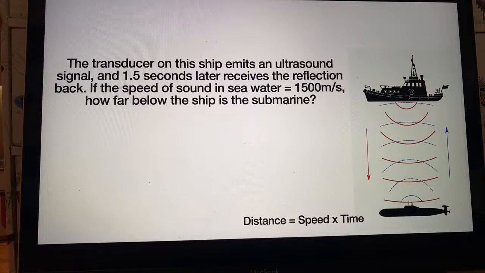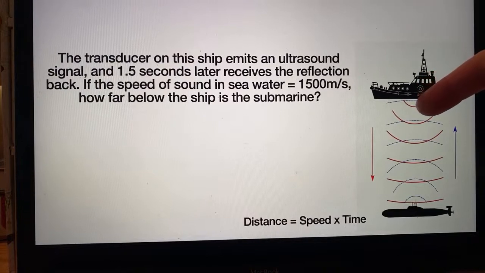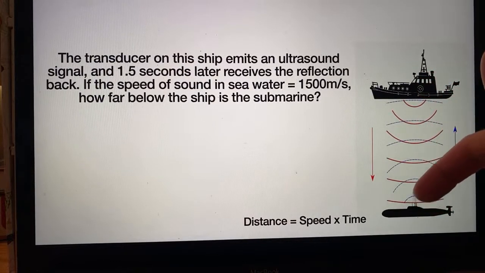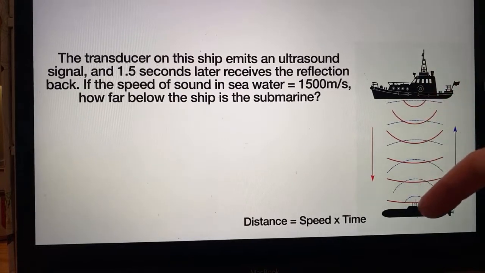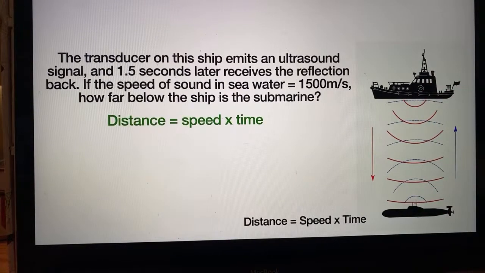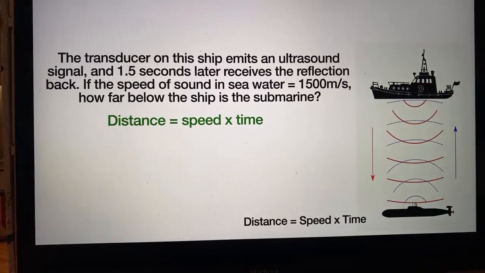Huh. Maybe. Anyway, should we go through it? Because this was sort of supposed to be an example, really. Okay, what's actually happening? You've got a sound wave being given off by this ship. It's travelling down. It's coming all the way back up again, and it takes 1.5 seconds to do that, and it's travelling at 1,500 metres per second. And we're looking for the distance between the ship and the submarine.